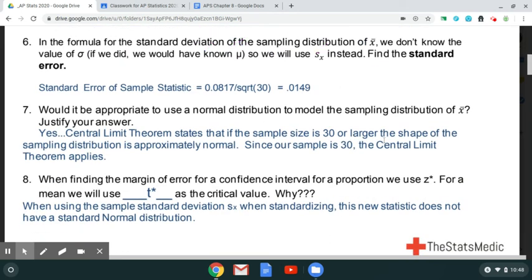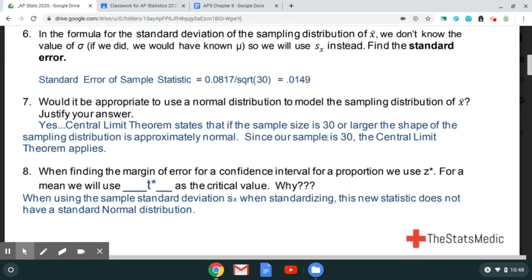So again, we have to check to see if we can use a normal distribution. And yes, we can, because our central limit theorem that we learned in chapter 7 states that if the sample size is 30 or larger, the shape of the sampling distribution will be approximately normal. Since our sample is actually 30, the central limit theorem applies. Now, a lot of students get messed up between when to use large counts and when to do the central limit theorem. You will use large counts, np greater than or equal to 10, n times 1 minus p greater than or equal to 10. You'll use large counts for proportions. You use the central limit theorem when you're dealing with means.